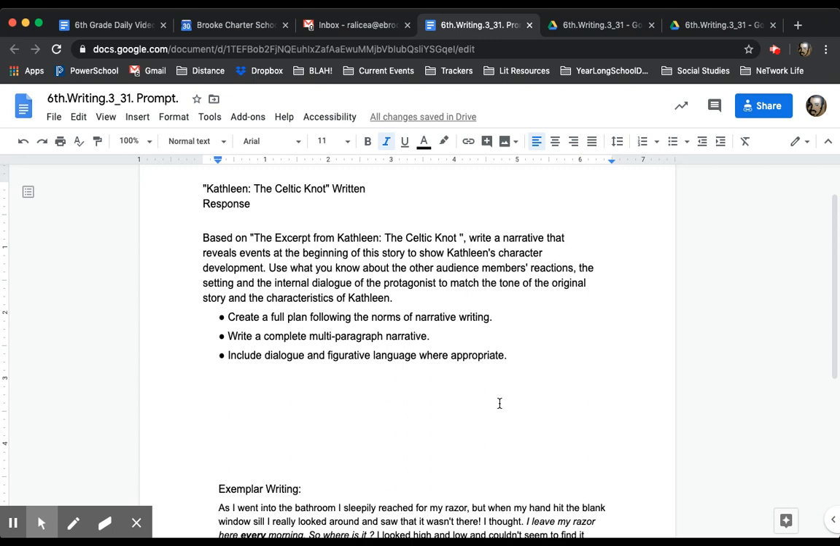Based on the excerpt from Kathleen the Celtic Knot, write a narrative that reveals events at the beginning of the story to show Kathleen's character development. Use what you know about the other audience members' reactions, the setting, and the internal dialogue of the protagonist to match the tone of the original story and the characteristics of Kathleen. Create a full plan following the norms of narrative writing. Write a complete multi-paragraph narrative and include dialogue and figurative language where appropriate.